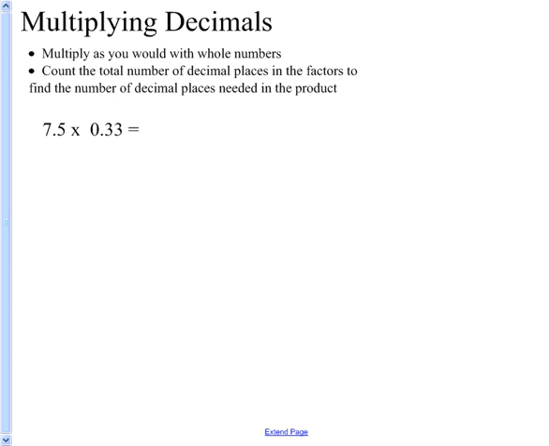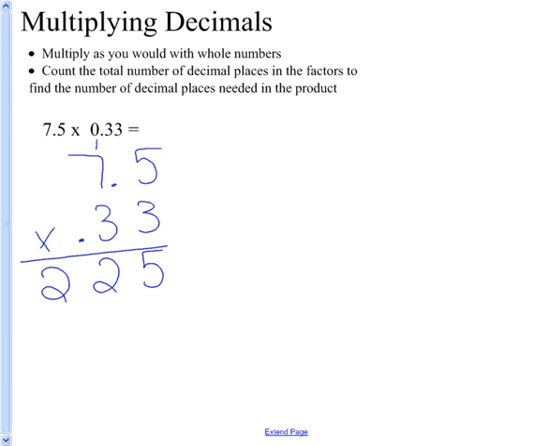Okay, so same thing here. I'm going to multiply 7.5 times 0.33. I'm going to multiply just as I normally would. 3 times 5 is 15. Carry the 1. 3 times 7 is 21. Plus 1 is 22. Bring down my 0. 3 times 5 again is 15. Carry the 1. 3 times 7 is 21. Plus 1 is 22. I'm going to add these together.